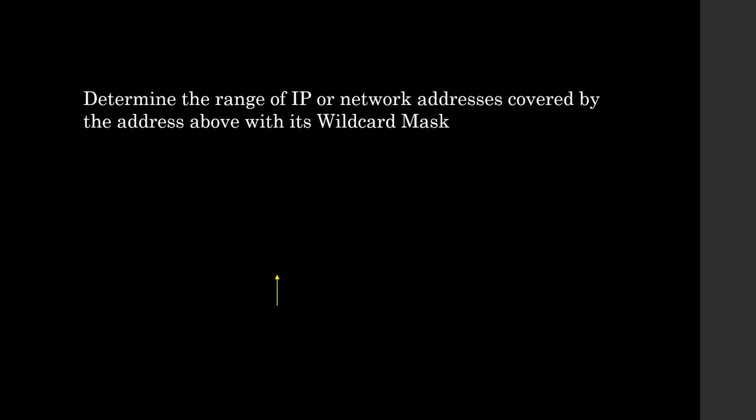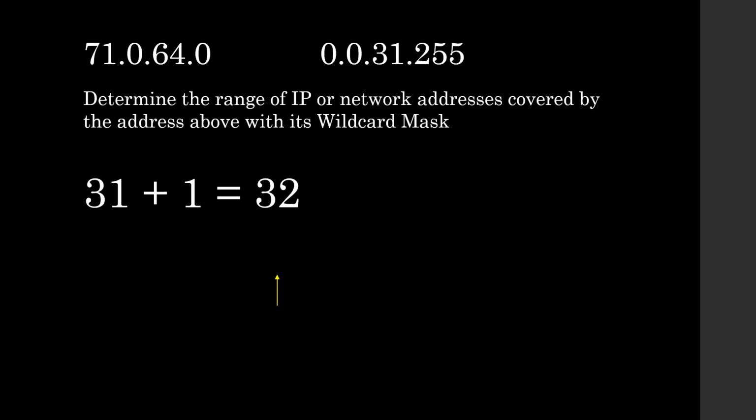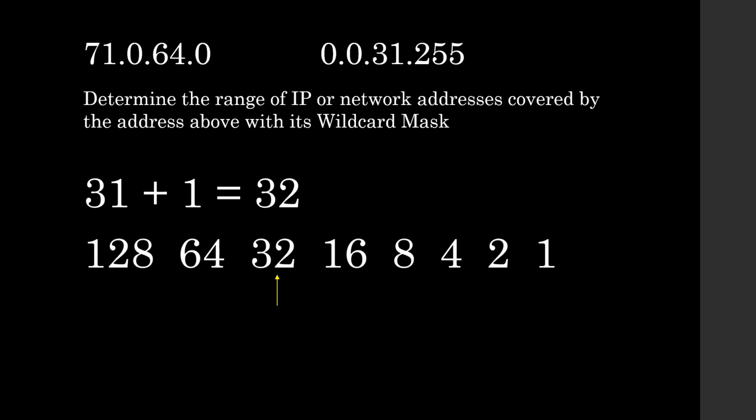For our last and third example, we have 71.0.64.0 and a wildcard mask of 0.0.31.255. Since we have 31, we add 1, which gives us 32. Therefore, we have a new subnet mask of /19. Since there are 2 zeros in the wildcard mask, there are 2 eights, and since 32 is the third number from the sequence, we add 3, which gives us 19.